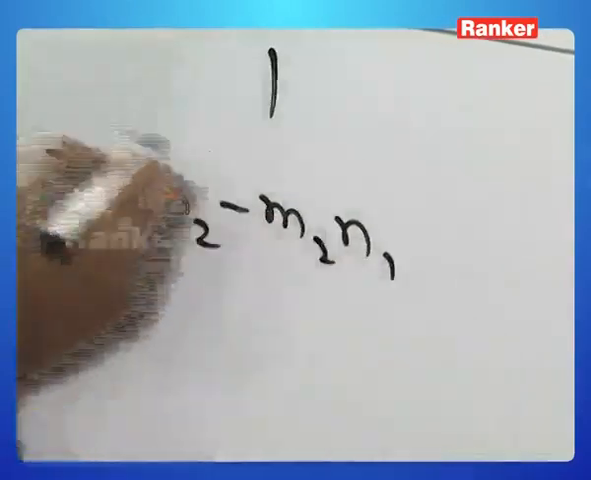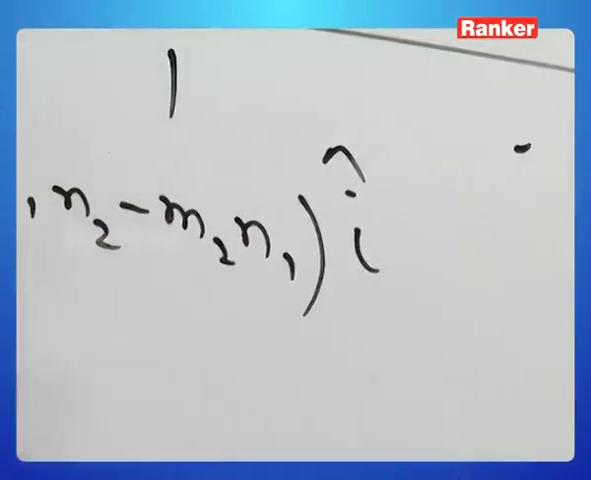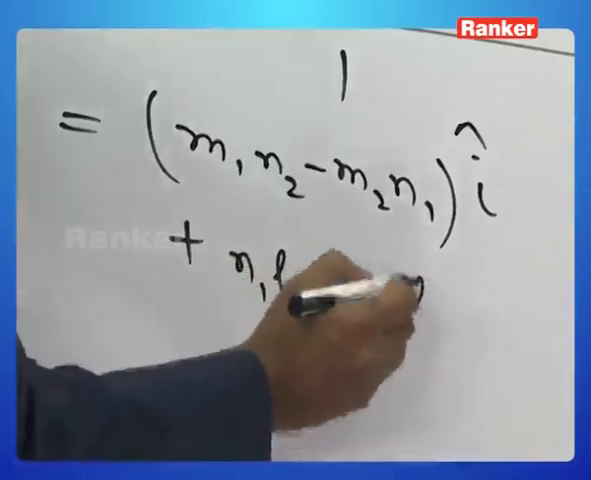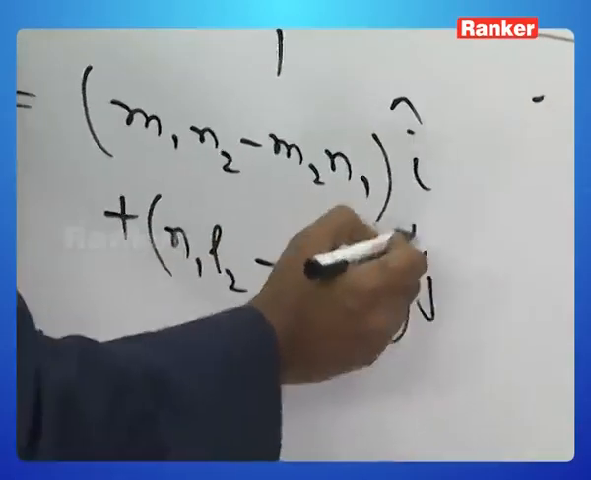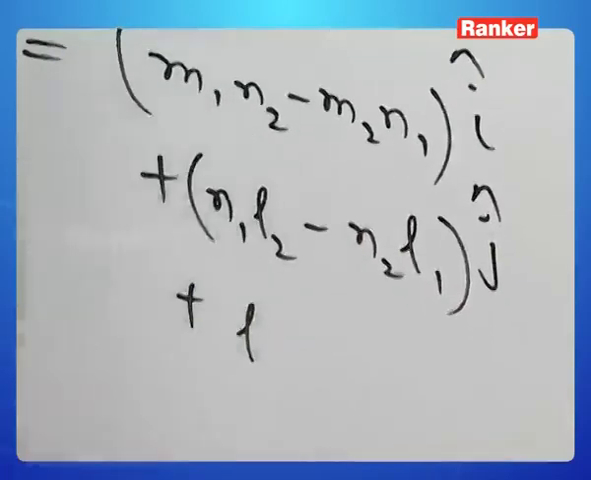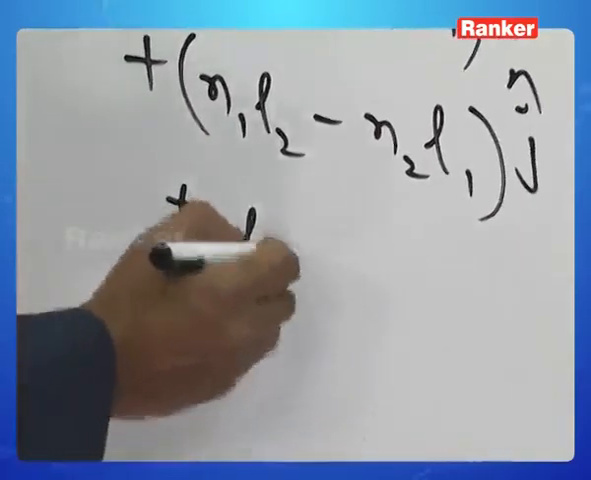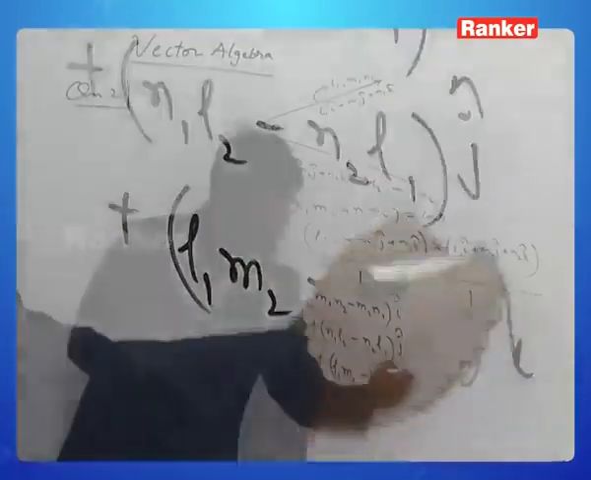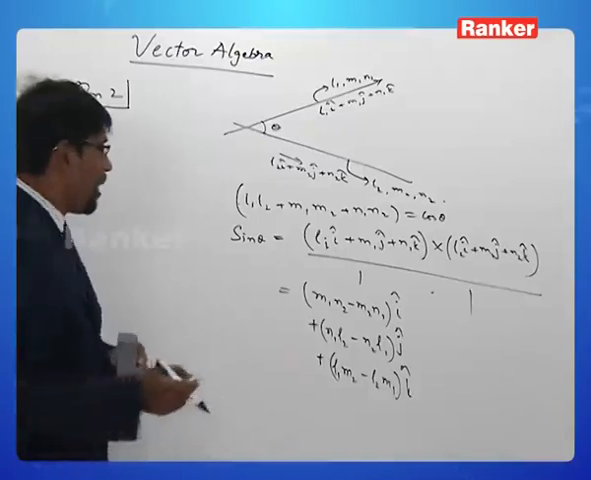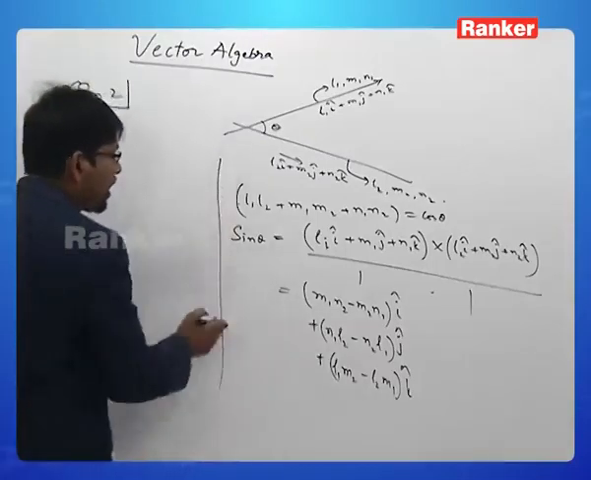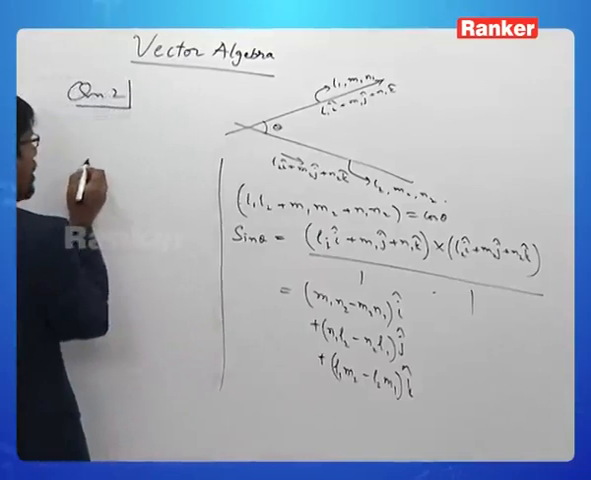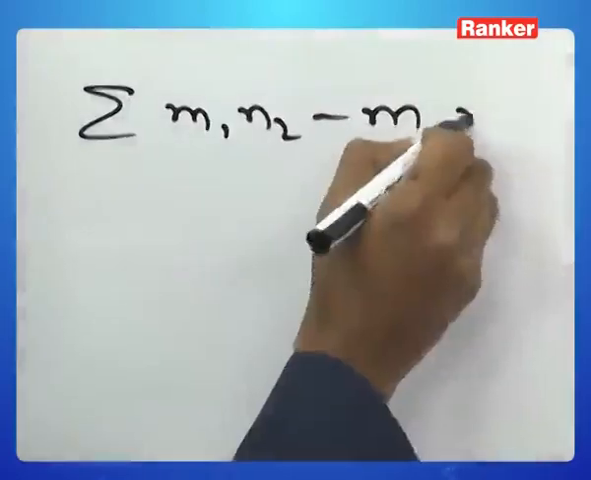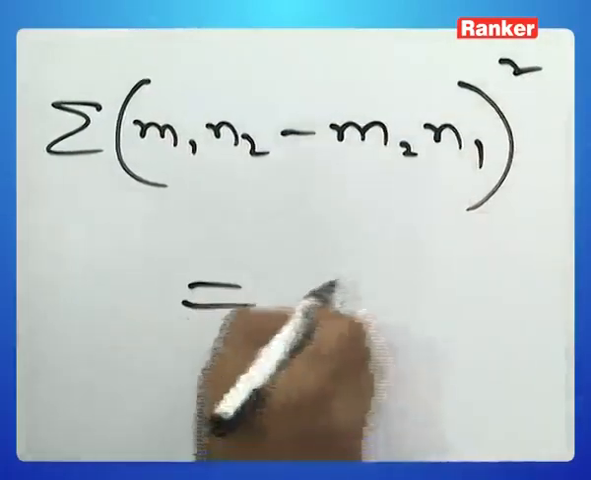times i plus N1 L2 minus N2 L1 times j plus L1 M2 minus L2 M1 times k. That's what sin theta is given by. So now when you take sigma of M1 N2 minus M2 N1 the whole square, it's as good as taking the magnitude of this. It's nothing but sin square theta.